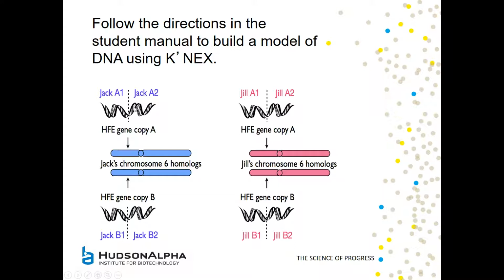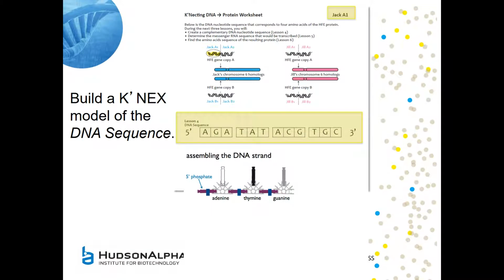So you'll be building a model of this DNA sequence. A pair of students will build this half, and another pair will build this half. So the gene copy A goes together, but it's being assembled in two parts. Jack's gene copy B is being assembled in two parts, and the same with Jill. For each of these parts, there's a corresponding worksheet. So you'll want to make sure each pair of students gets a worksheet and follow the directions about how to label a model as they build it. That will keep things a lot more simple.